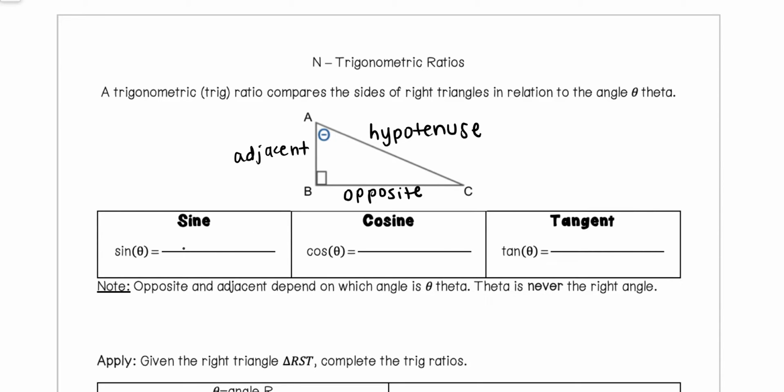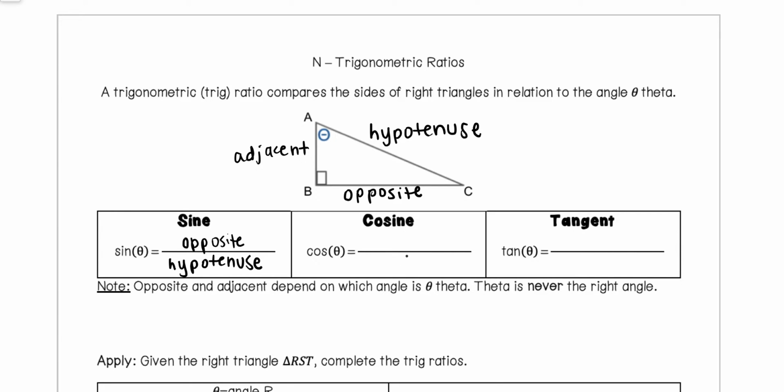The first one is called sine, and the sine function tells us that if you take the sine of theta, then it will be the same as the opposite over the hypotenuse. If you know those two side lengths, you can put them in a ratio and solve in order to determine what the sine of that angle theta is. We abbreviate the word sine with SIN, and that's how you'll see it on a calculator.